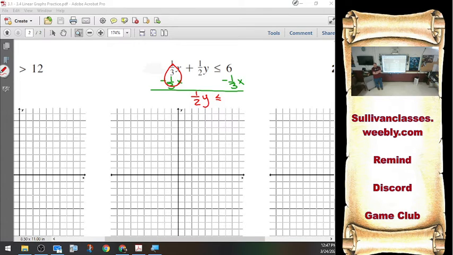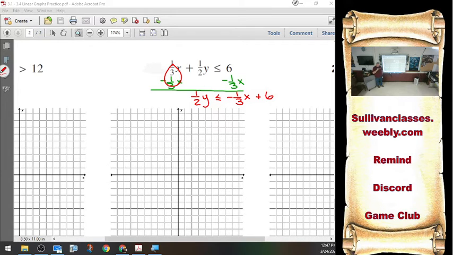Do I combine those? Do I take 6 minus 1/3? No, that's a turtle and a giraffe. I'll just write them next to each other. They just stand there awkwardly. Okay?